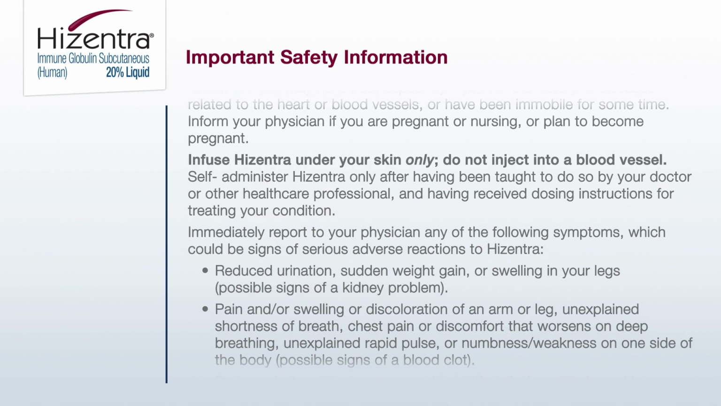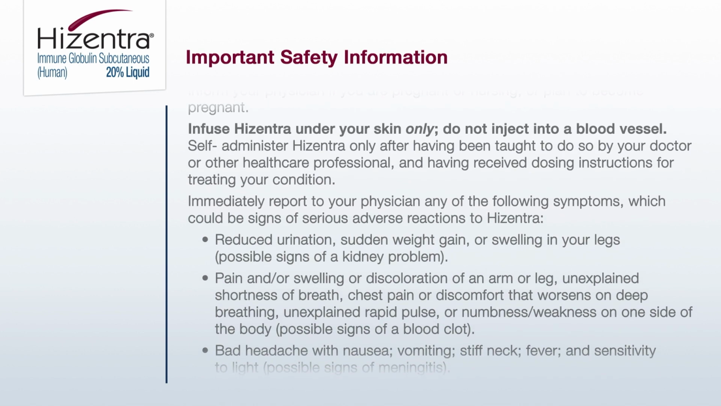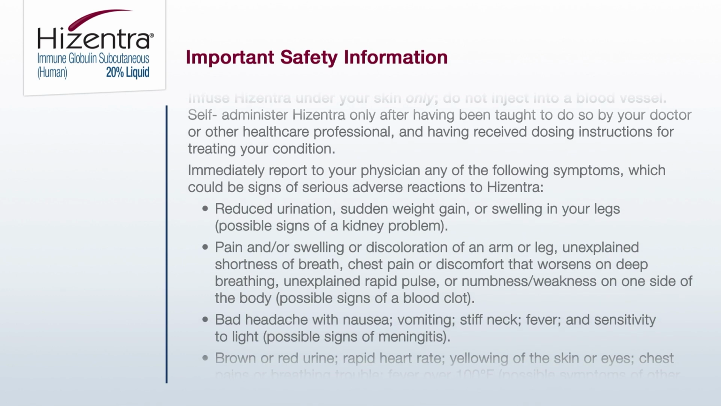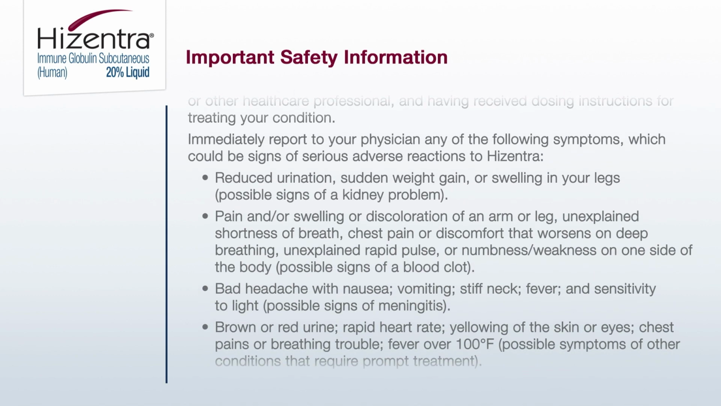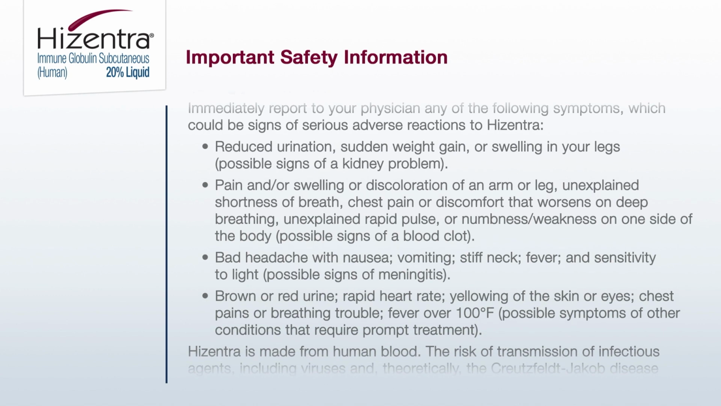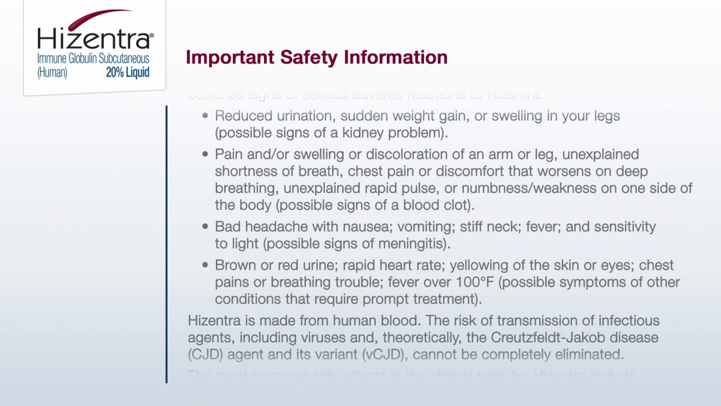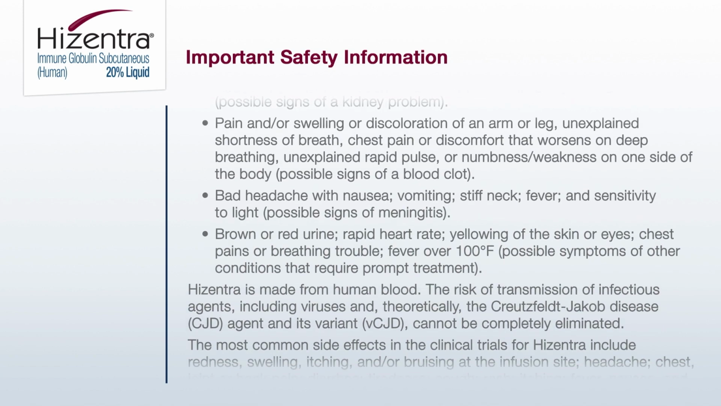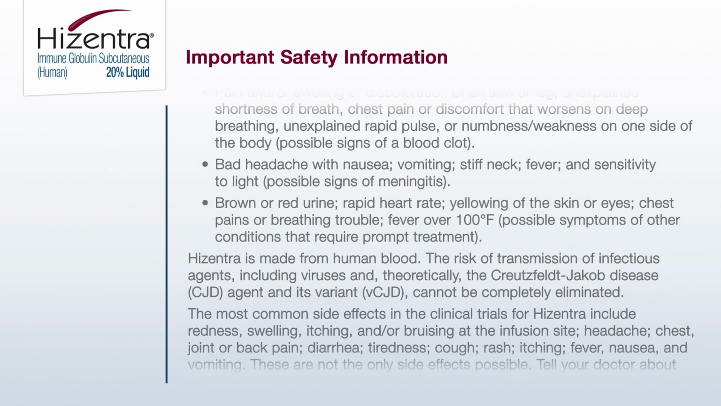Immediately report to your physician any of the following symptoms, which could be signs of serious adverse reactions to Hizentra: reduced urination, sudden weight gain, or swelling in your legs, possible signs of a kidney problem; pain and/or swelling or discoloration of an arm or leg, unexplained shortness of breath, chest pain or discomfort that worsens on deep breathing, unexplained rapid pulse, or numbness or weakness on one side of the body, possible signs of a blood clot; bad headache with nausea, vomiting, stiff neck, fever, and sensitivity to light, possible signs of meningitis; brown or red urine, rapid heart rate, yellowing of the skin or eyes, chest pains or breathing trouble, fever over 100 degrees Fahrenheit, possible symptoms of other conditions that require prompt treatment.